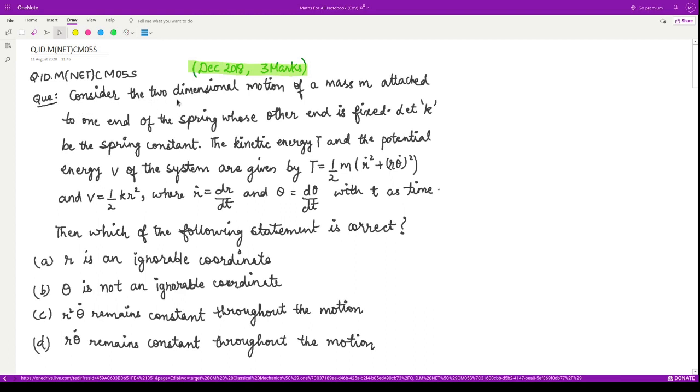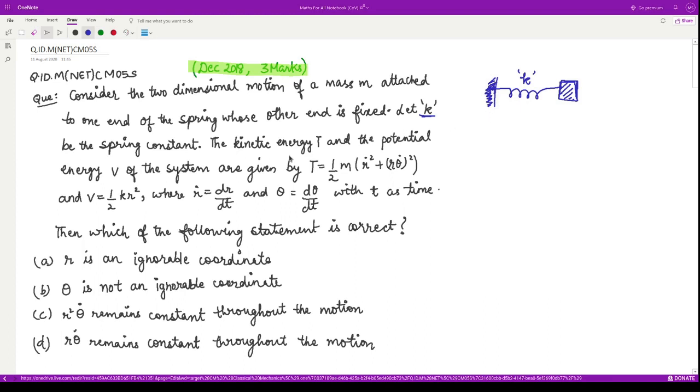The question says, consider the two-dimensional motion of a mass m which is attached to one end of a spring whose other end is fixed. That means we have something of this sort: this is the spring that is given to us, and we have some mass attached to one end of this spring. The spring has K as the spring constant, and the other end of this spring is fixed.